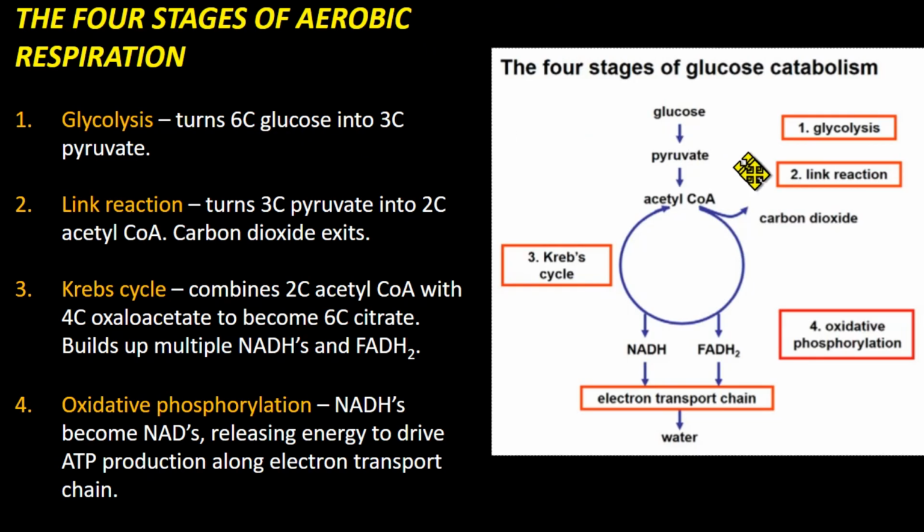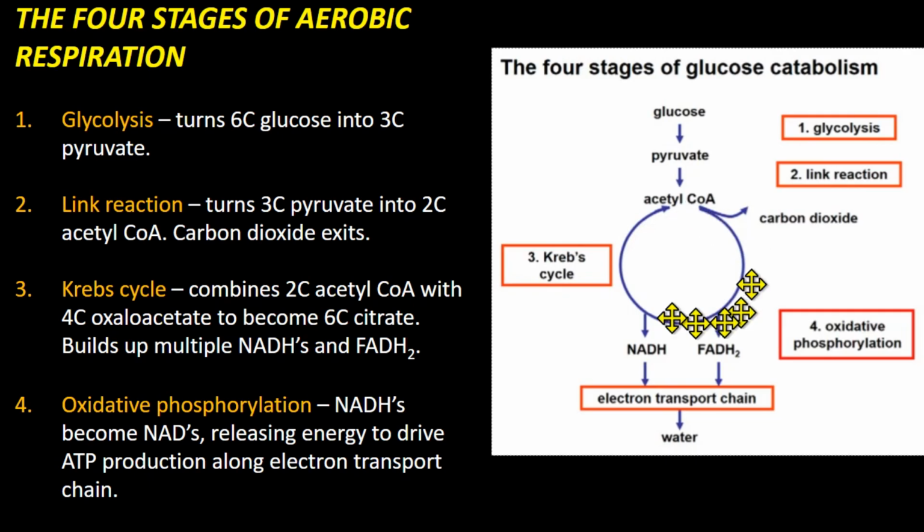The link reaction is going to turn these 3-carbon pyruvate molecules into a 2-carbon acetyl coenzyme A. Where did the extra carbon go? It left as carbon dioxide. This is the carbon dioxide that you're going to breathe out. This acetyl coenzyme A is going to act as fuel for something called the Krebs cycle. Basically, there's a 4-carbon compound called oxaloacetate. This would combine with the 2-carbon acetyl coenzyme A to form a 6-carbon compound called citrate or citric acid.